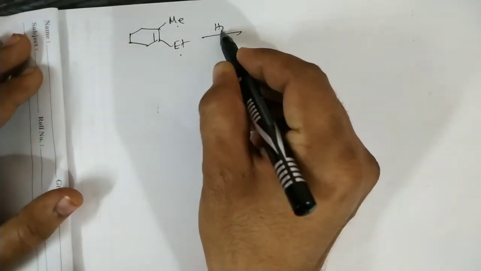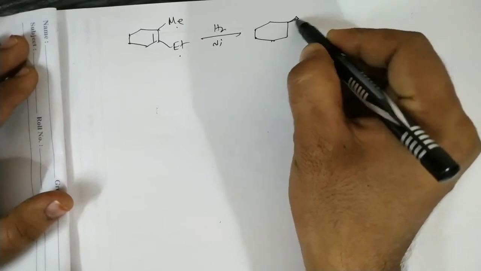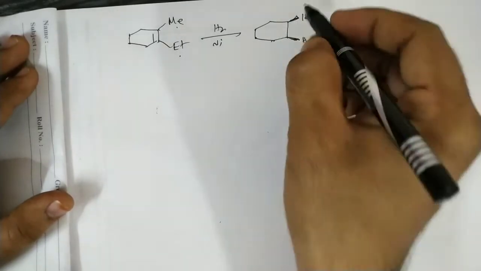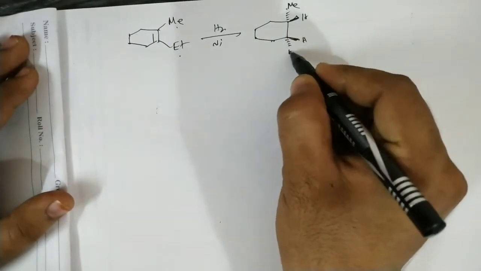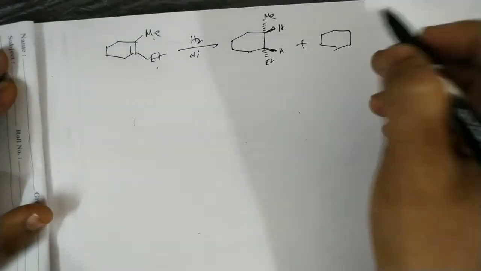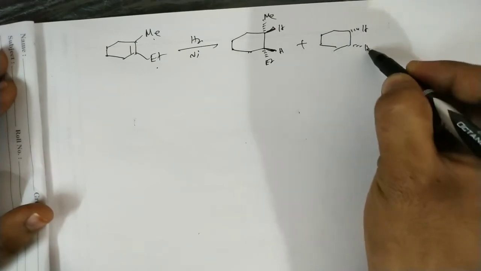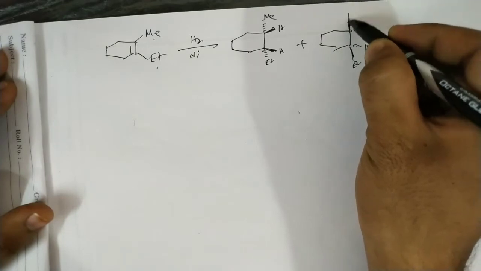So this one reacts with H2 in the presence of nickel. H2 addition is a syn addition, so those two hydrogens are added from above the plane or below the plane. Okay, those two hydrogens are above the plane now. Here in this case, methyl is below the plane, and in this one, ethyl is below the plane. Next, another isomer is also possible, with the hydrogens below the plane, and now ethyl above the plane and methyl above the plane.